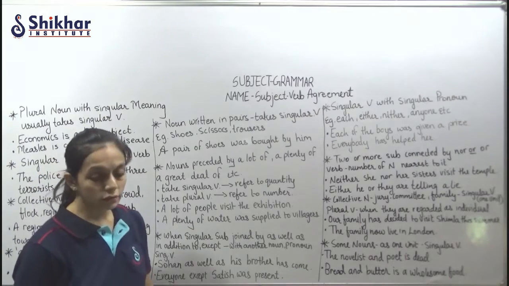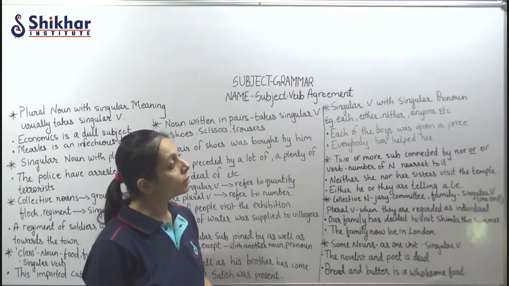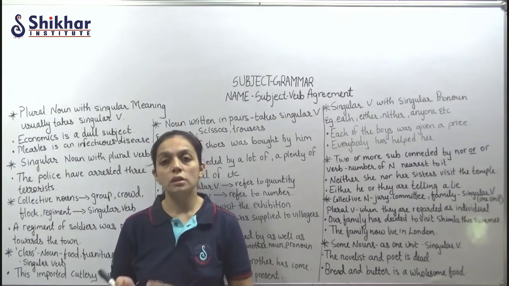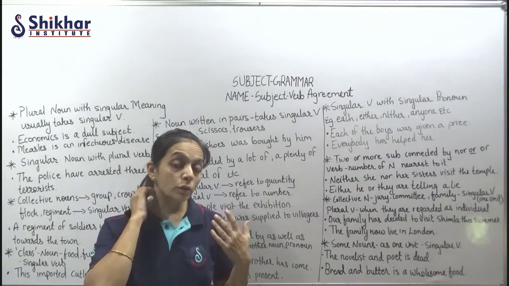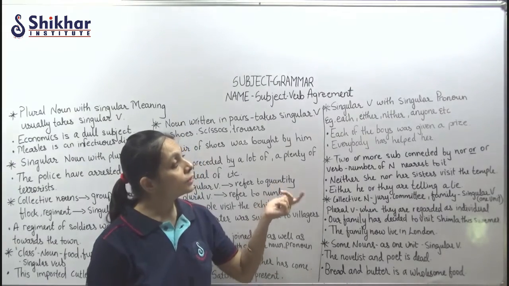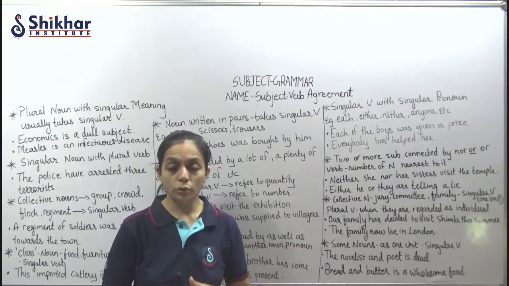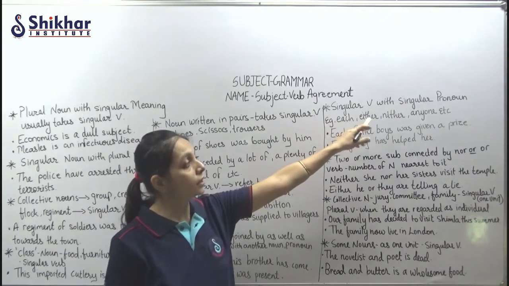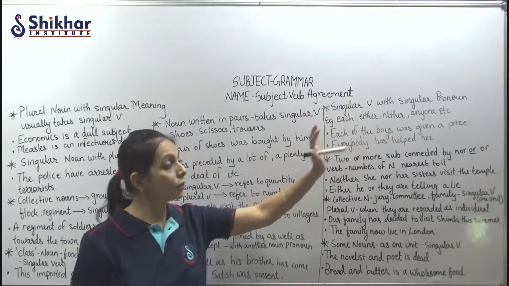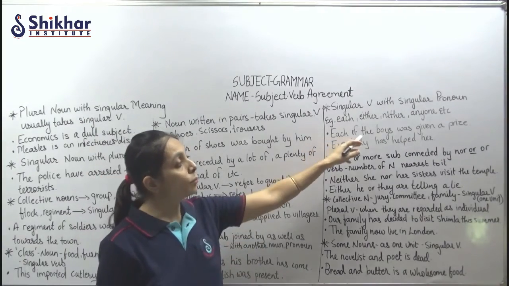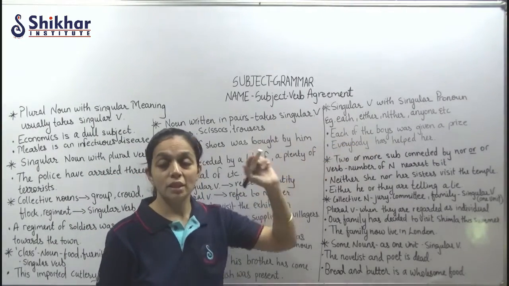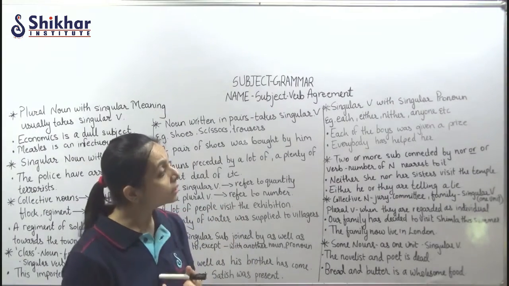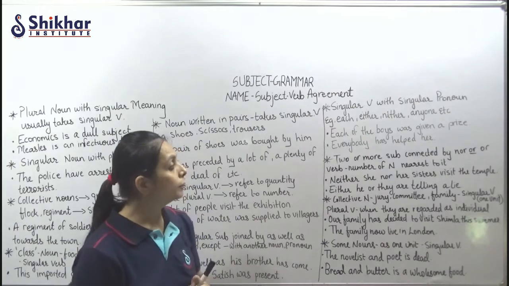Then let us see the next one. Singular verb with singular pronoun. The way a singular noun takes a singular verb, in the same way, if it is a singular pronoun, then it will also take a singular verb. Each, either, neither, anyone, this type of pronoun. Each of the boys was given a prize. Each of them, because individually you are counting them. So at that time you are going to use the singular verb.